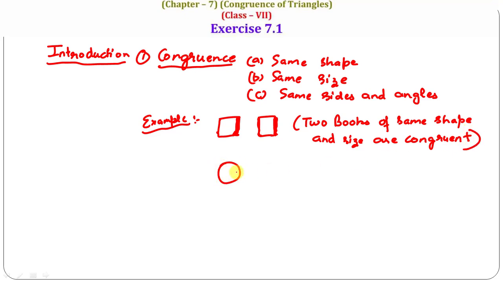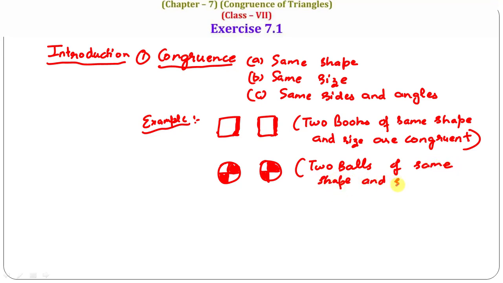And the second example is, suppose these are two balls. Then these two balls are also congruent because they have the same shape and size. Two balls of the same shape and size are congruent.